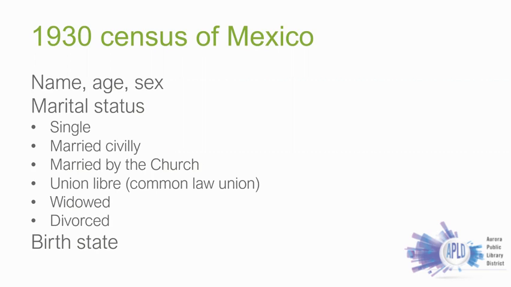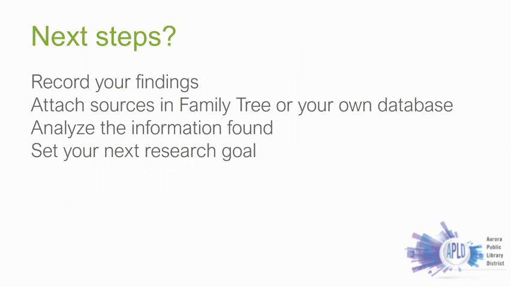So once you find that first record, you're going to want to record your findings. I don't know if you use a genealogy program or if you use an online tree or whatever, just make a note of your source. And if you do use Family Search, which by the way is free, you just create an account and you can start building your tree right there. You can attach your sources right into Family Tree. Or if you use a program like Roots Magic or Ancestral Quest or Family Tree Maker, you can add it to your own database.